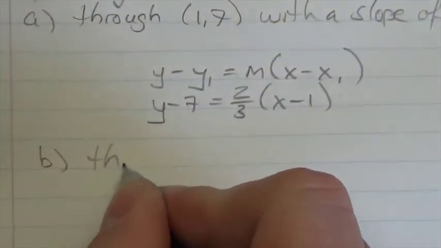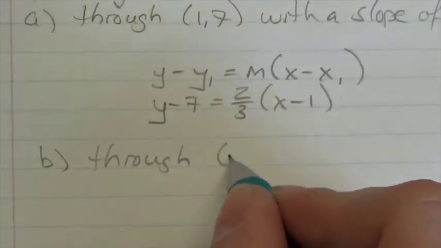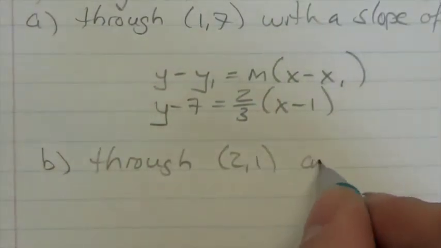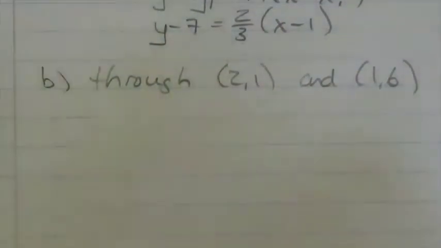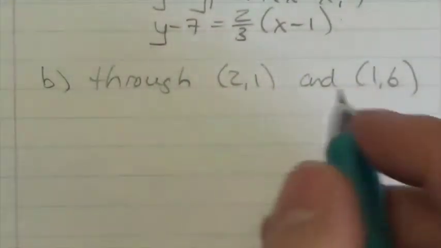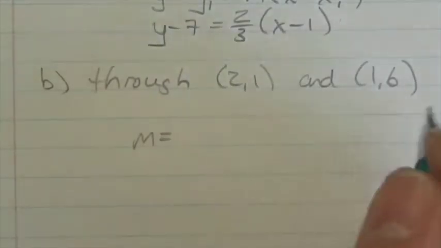So how about we come up with the equation of a line that satisfies the condition that it's got to go through the points (2, 1) and (1, 6). Now, I just said that I like using the point-slope form. Well, I've got two different points that I can use here. But what I don't have is the slope. So I've got to spend a few seconds here to figure out what the slope is.